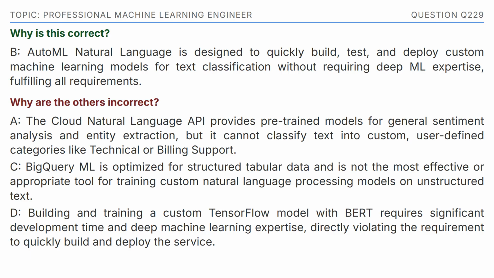A. The Cloud Natural Language API provides pre-trained models for general sentiment analysis and entity extraction, but it cannot classify text into custom, user-defined categories like technical or billing support. C. BigQuery ML is optimized for structured tabular data and is not the most effective or appropriate tool for training custom natural language processing models on unstructured text. D. Building and training a custom TensorFlow model with BERT requires significant development time and deep machine learning expertise, directly violating the requirement to quickly build and deploy the service.